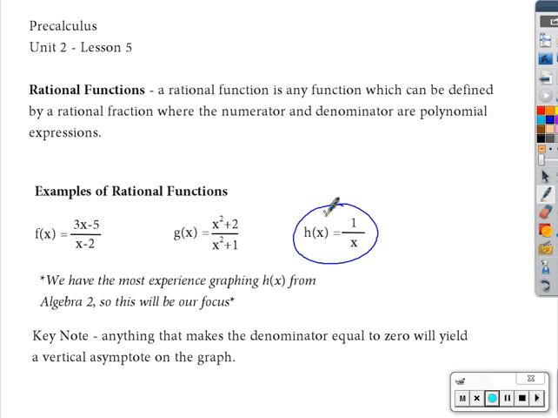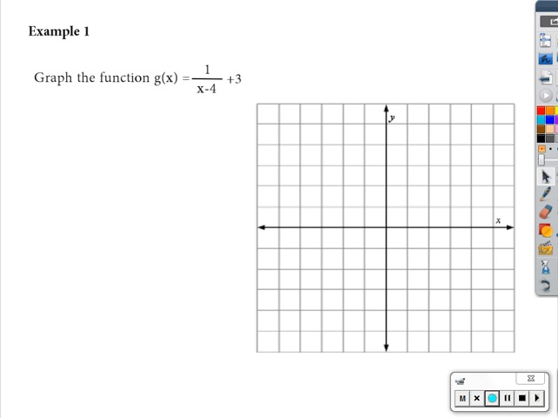Just a key note here, if you didn't remember, anything that makes the denominator equal to 0 will yield a vertical asymptote on the graph. That's going to be important as we move forward here. First, let's review graphing one of these functions from Algebra 2.